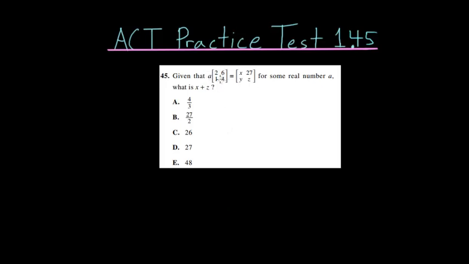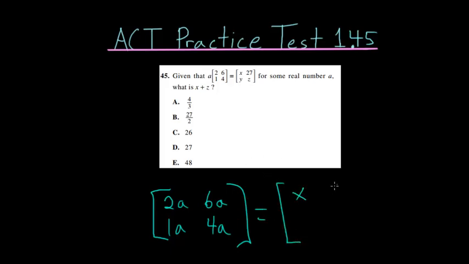A into the matrix. And when you multiply a matrix by some constant, every single entry in the matrix gets multiplied by that constant. So what we end up with when multiplying A by each of these is 2A, 6A for the top row, and 1A, 4A for the bottom row. And then this is all equal to x, 27, y, and z.